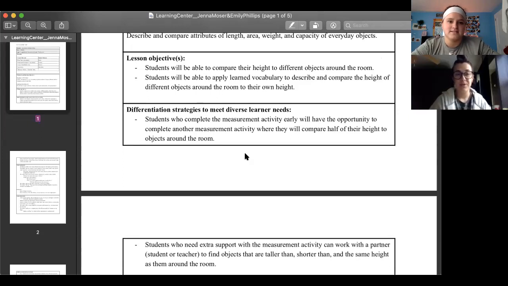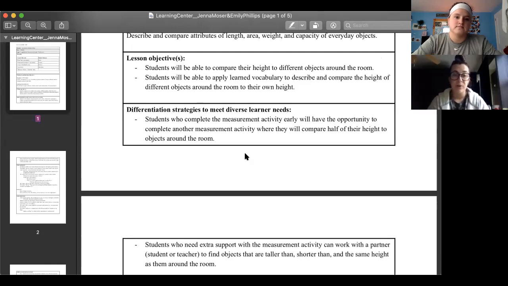So we had two different lesson objectives for this specific lesson. The first one is that students will be able to compare their height to different objects around the room, and then students will be able to apply learned vocabulary to describe and compare the height of different objects around the room and their own height.